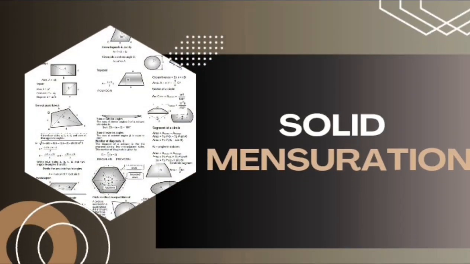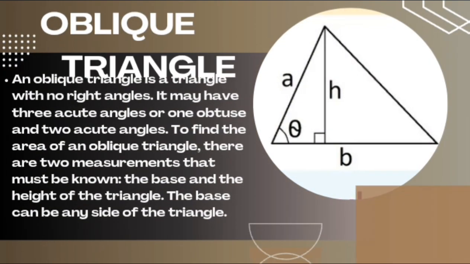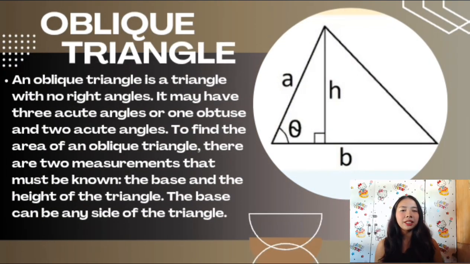Now, we are done with trigonometry. Let's delve into solid mensuration. An oblique triangle is a triangle with no right angles. It may have 3 acute angles or 1 obtuse and 2 acute angles. To find the area of an oblique triangle, there are 2 measurements that must be known, the base and the height of the triangle. The base can be any of the sides of the triangle.